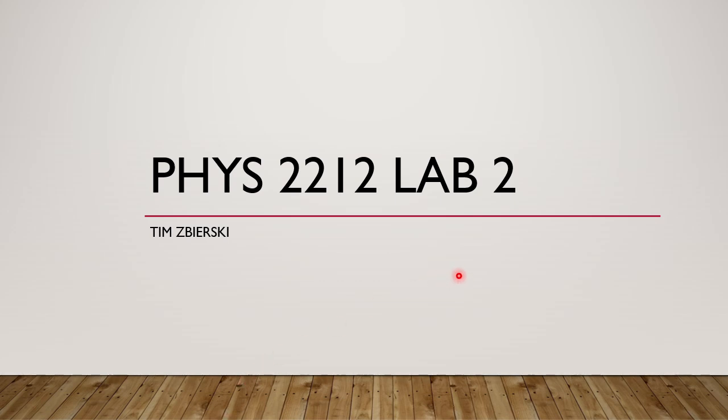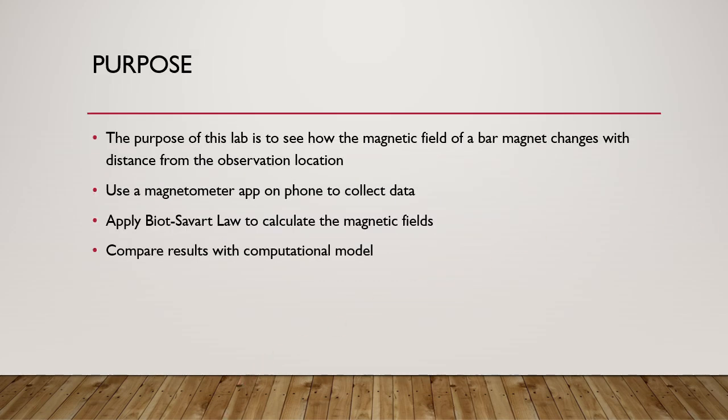This is Physics 2212, Lab 2. The purpose of this lab is to see how the magnetic field of a bar magnet changes with distance from the observation location. We're going to use a magnetometer app on our phone to collect data. Then we're going to apply the Biot-Savart law to calculate the magnetic field, and finally compare these results with the results of a computational model.